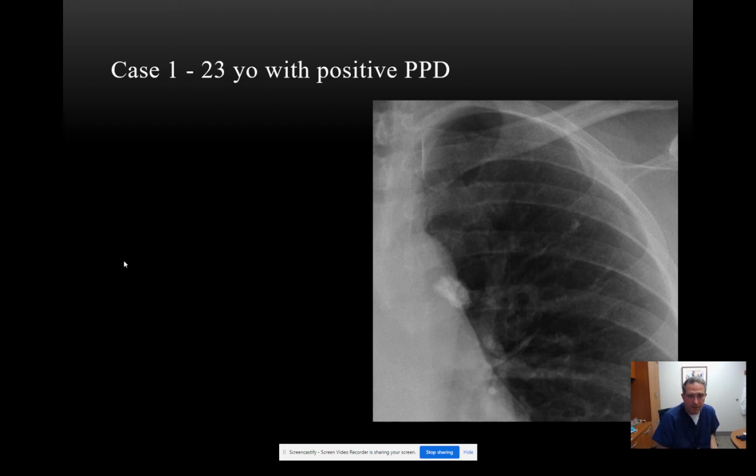So remember that. This case, there is something. So a little calcified thing here and a little calcified thing here.